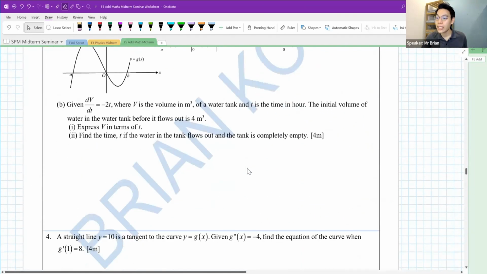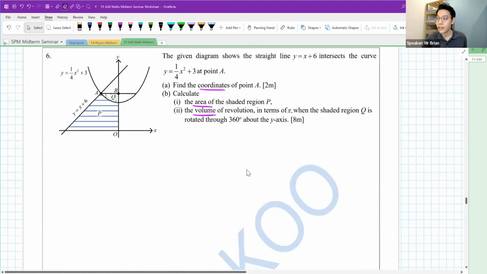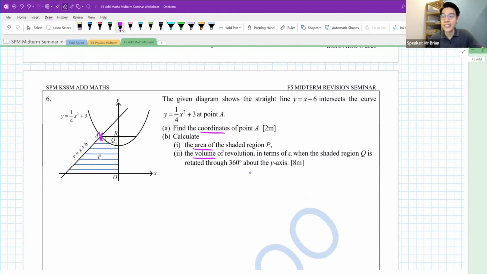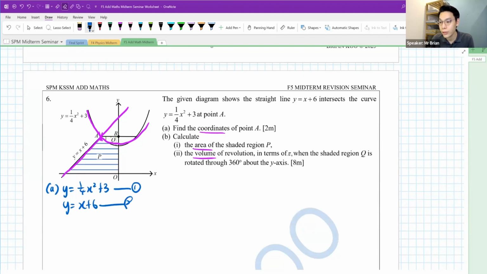All right, so let's try that question together, this whole thing. First one, find the coordinates of point A. What's so special about point A? It is an intersection point between this curve and this line. I'm going to call this my equation number 1, and call this my equation number 2. And I'm going to substitute 1 into 2, just like how I summarized at the front for you.